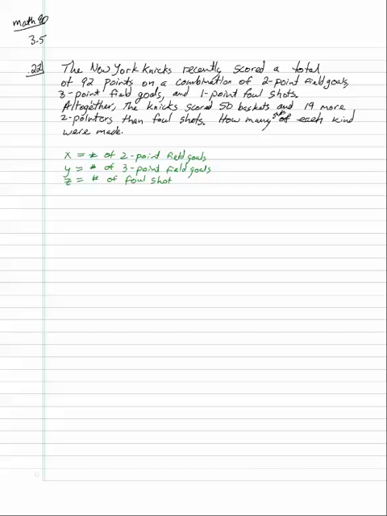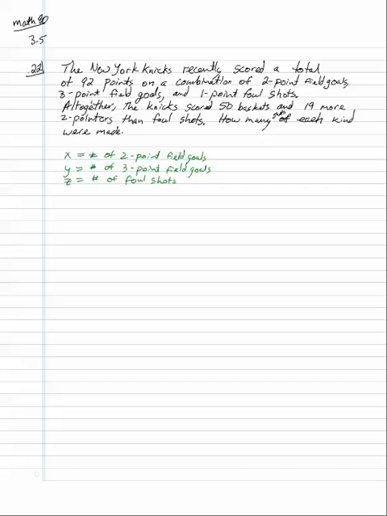Which are worth 1 point. Okay, so we got 3 variables. I need to come up with 3 equations. So the first thing is we scored a total of 92 points on a combination of these things.